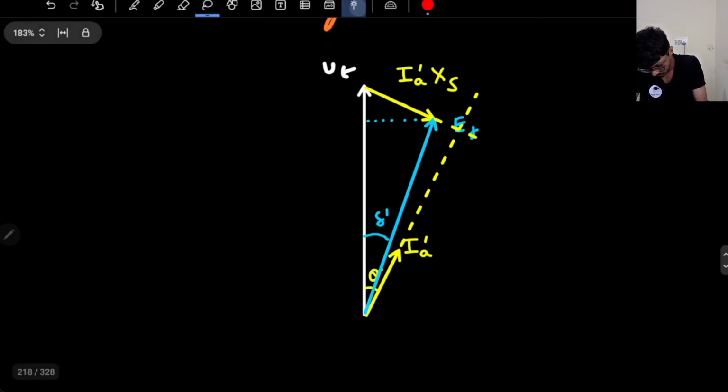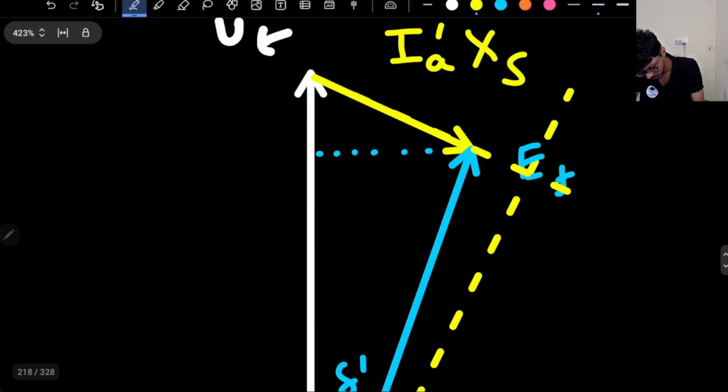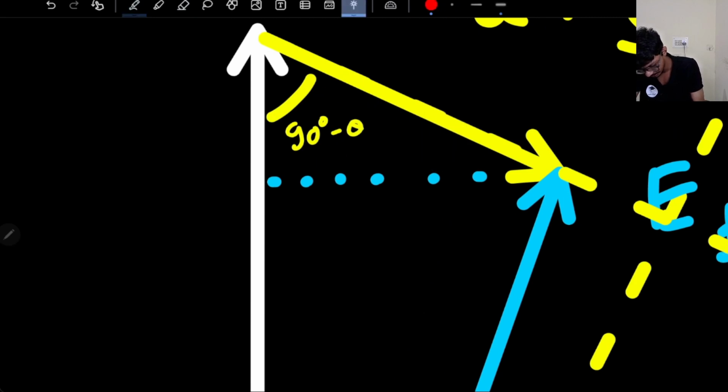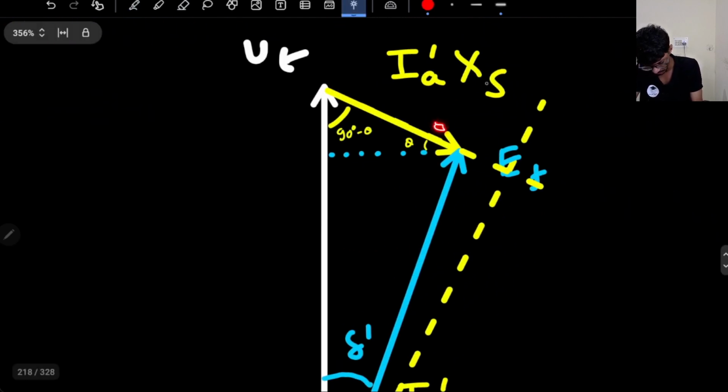So this value is theta dash, and this is 90, right? So this will be what? It is a triangle, so this will be 90 minus theta. And if this is 90 minus theta, and this is 90, this will be theta only. Okay, so from here, this will have two projections.